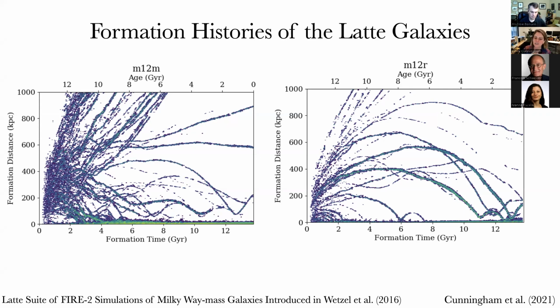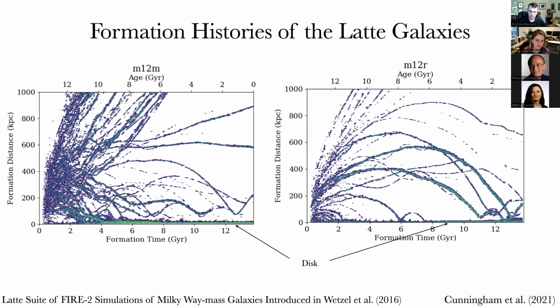This figure is, I'd say, like looking at the formation histories of these two Latte galaxies. What I mean by that is that I'm showing you here really the star formation histories of these galaxies. Each one of these figures is a 2D histogram of the formation time, where 0 is early universe and 13.7 is present day, versus formation distance. That's how far away a star particle is from the main host galaxy in the simulation over time.